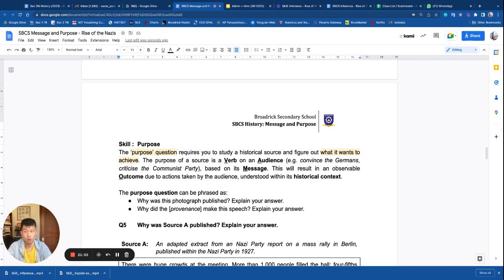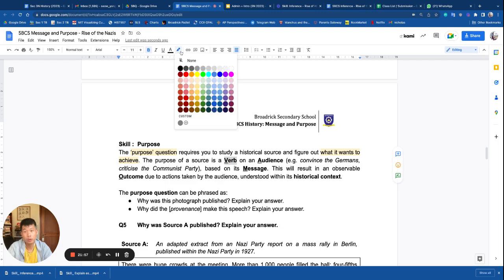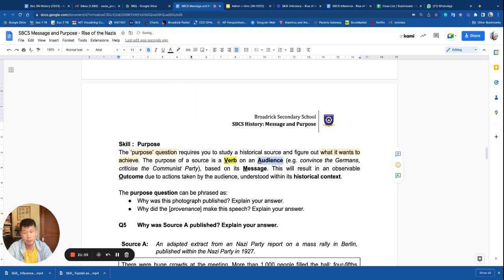So there are components to a purpose answer, and these are the 4 components we will use when we write purpose answers: a verb and an audience first. So for example, a source might want to convince the Germans. The verb is convince. The audience is the Germans. Or it could be criticize the Communist Party. The verb is criticize. The audience is the Communist Party.